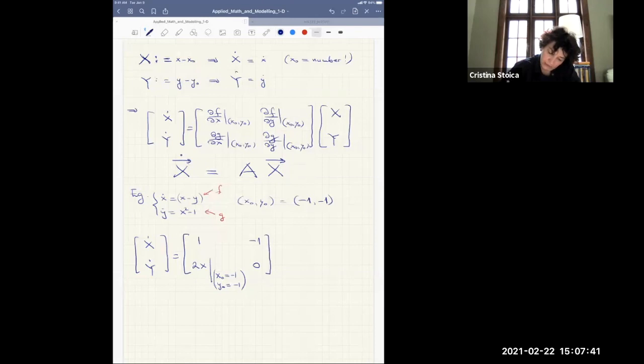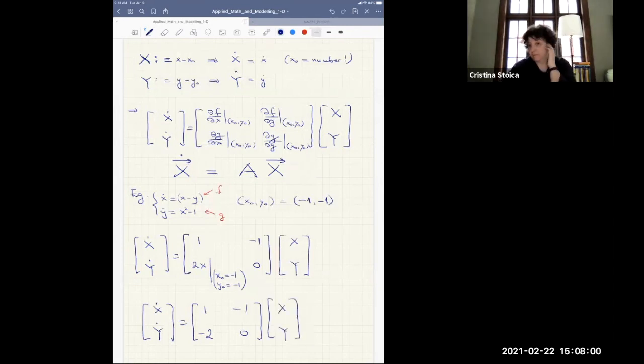And then apply to xy. So what do we get? We get x dot, y dot equals 1, minus 1, minus 2, 0, applied to xy. Okay.